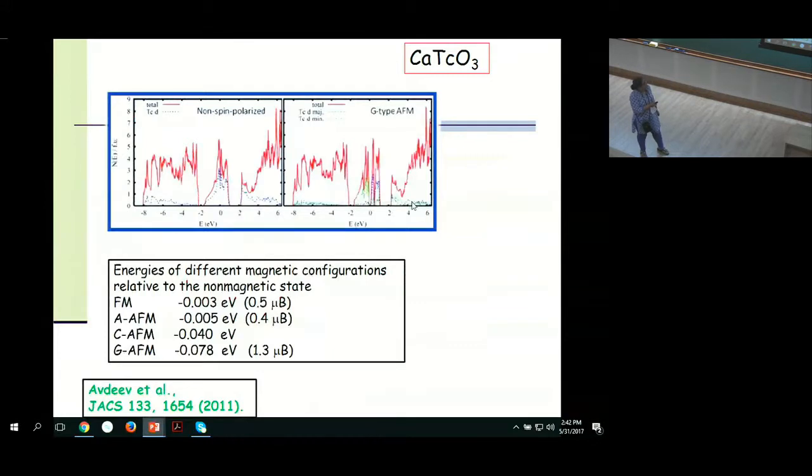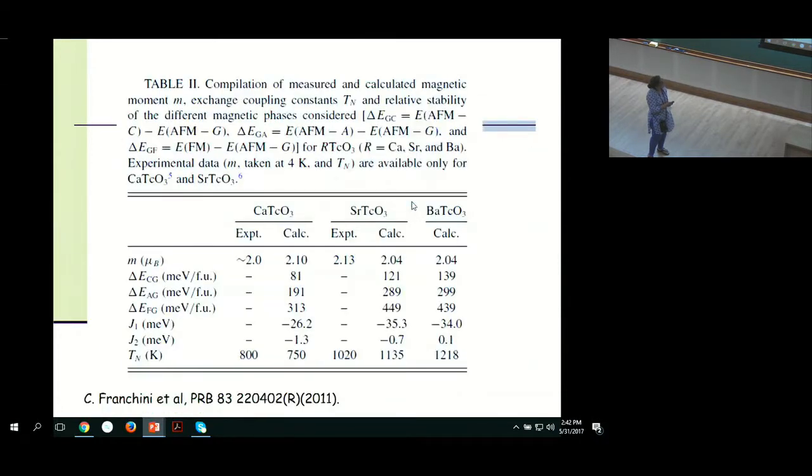Similarly, for the calcium counterpart, what you can see is they've explored various magnetic configurations, and the ferromagnetic is barely stabilizing a magnetic moment, even in this case. So what was special about the totally antiferromagnetic G-type configuration here?